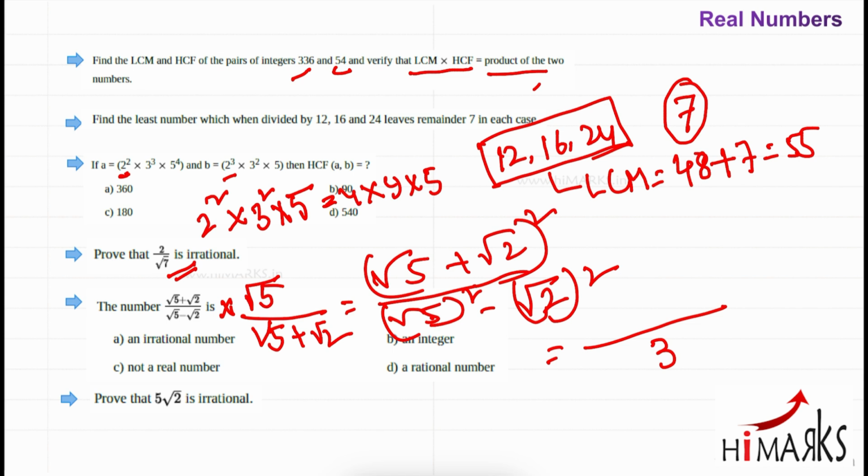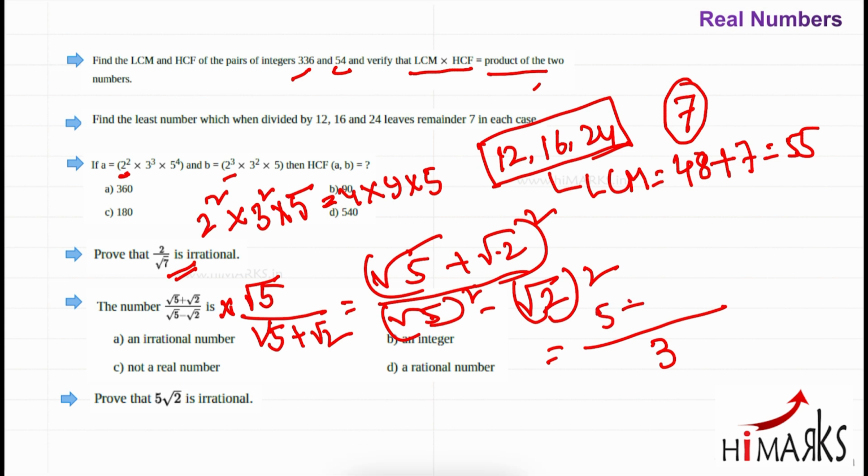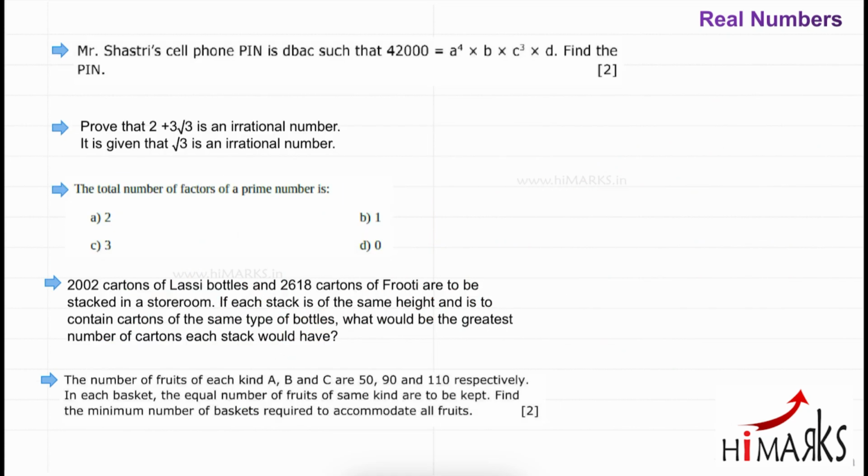Now in the numerator, if you break this, it is a square plus b square plus 2ab, so 5 plus 2 plus 2 root 10, root 5 into root 2. So this is an irrational number, this irrationality cannot be removed, so the answer is an irrational number. Now prove that root 5 is irrational. Already we have discussed it. So let us move forward to more examples.